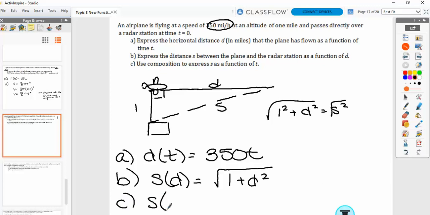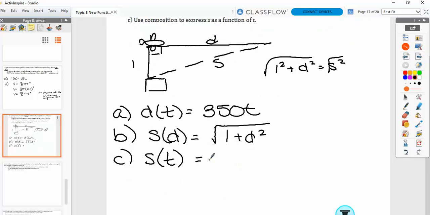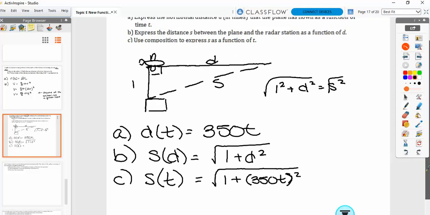So I want S as a function of time. So I have a formula for S, but D is my variable. So if I want it in terms of time, I have to replace my D with my 350t. And we could square that, but I don't think I'm going to. I'm just going to leave it like that.